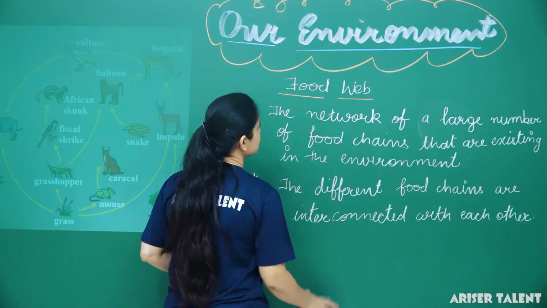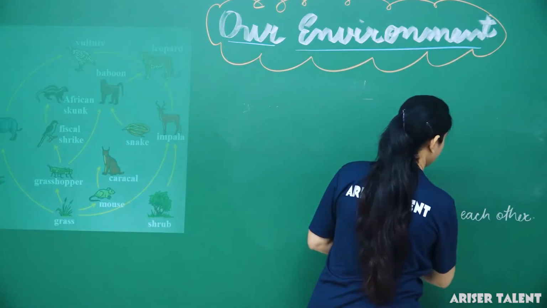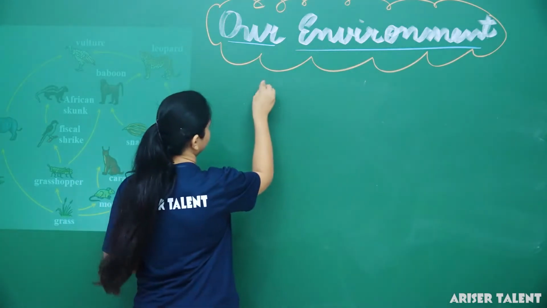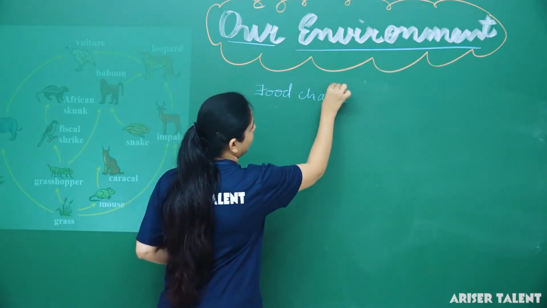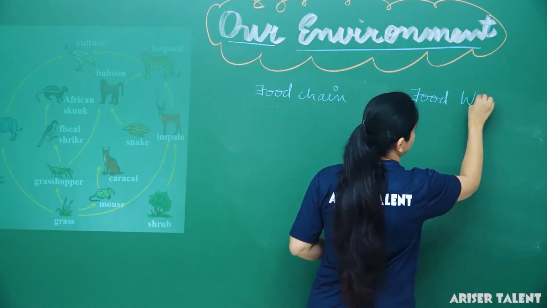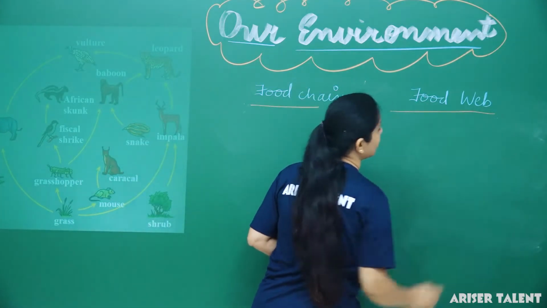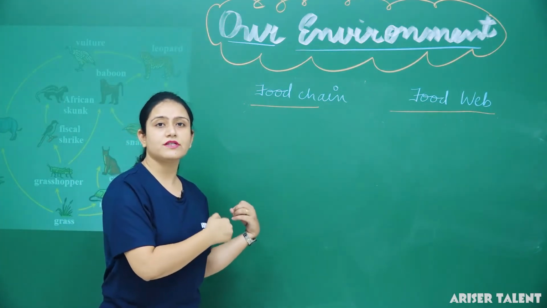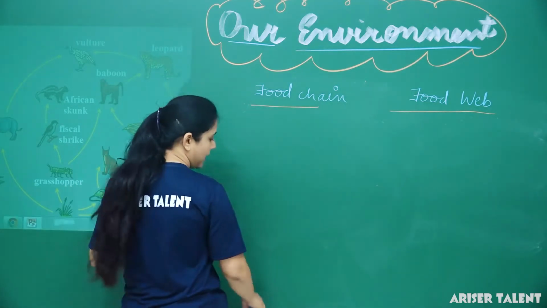So here we will discuss the difference between food chain and food web. Okay, so what are the differences? Food chain is a sequence of organisms which transfer the energy from one organism to another. Okay, so here we can mention what is the food chain.